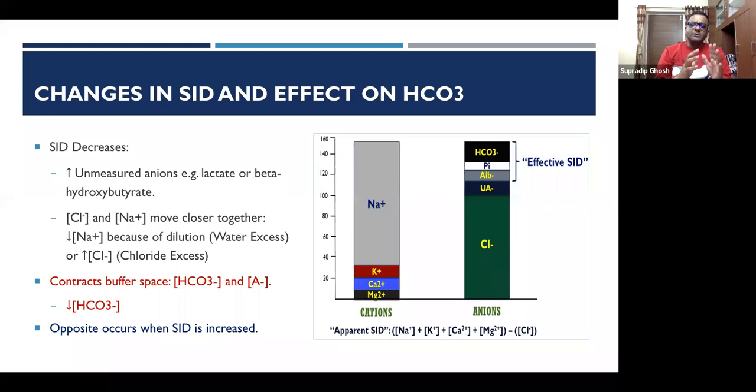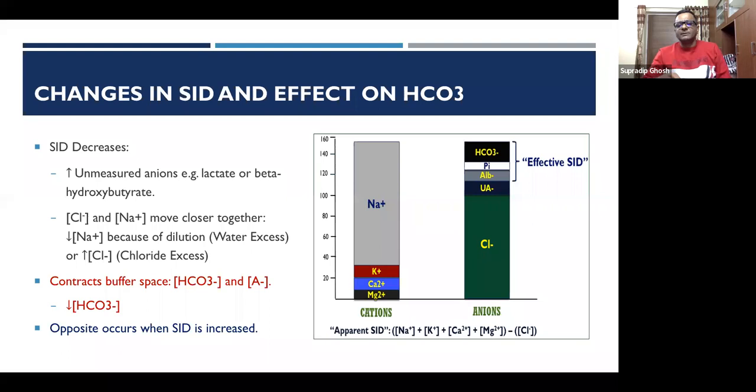Now, we talked about the SID, strong ion difference. What happens if the strong ion difference is decreased? First of all, how can strong ion difference be decreased? Either the sodium must decrease or chloride should increase. Do you agree? SID can decrease only if the chloride ion and sodium ion move closer together, either because the sodium ion has decreased because of water excess, or chloride ion has increased because of chloride excess. The other reason why the SID can decrease is because the unmeasured anions, like lactate and beta hydroxybutyrate, have increased in amount.